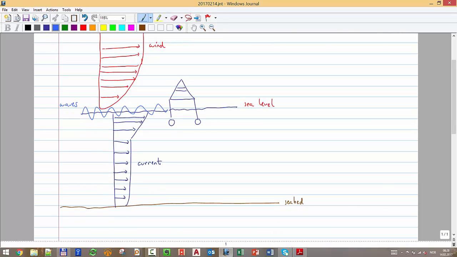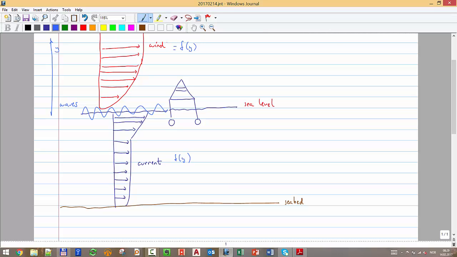So one thing to note is that wind and current can be described as a distribution along the vertical axis. If we put an axis y here on the right side, the wind is usually a function of y, and the current is also a function of y. We don't usually do the same for waves.